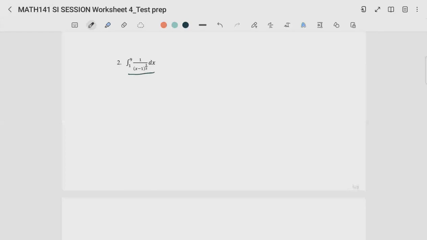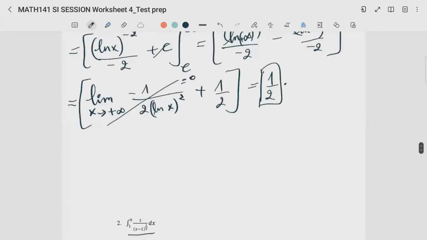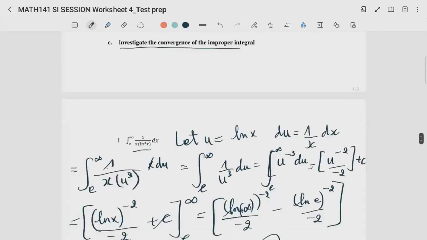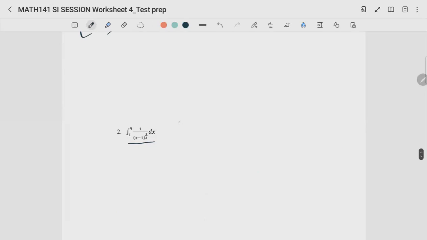But anyway, what you need to do, because this is a definite integral, it's still a definite integral, is you first need to integrate. That's the first step before you even substitute anything. So let's integrate. What should we use to integrate it? Let u equal x minus 1.